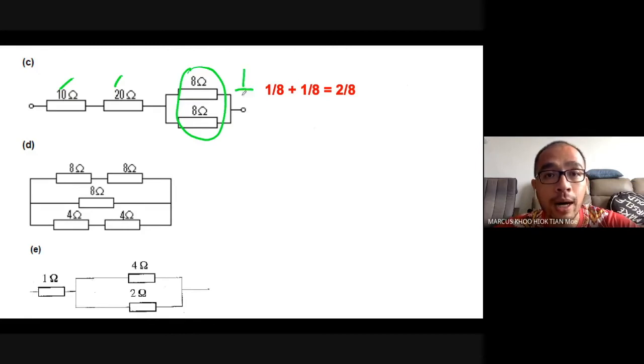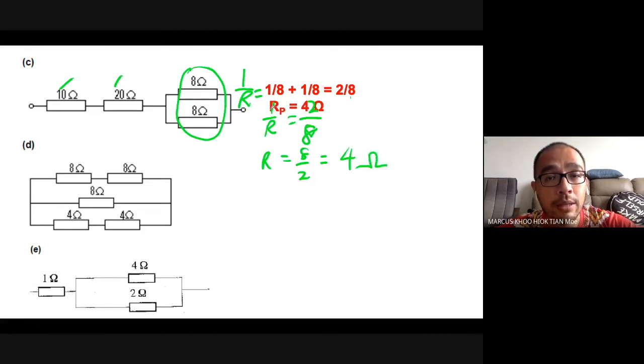So 1 over R equals 1 over 8 plus 1 over 8, we should get 2 over 8. But I want R. So 1 over R equals 2 over 8, so we have to flip the R. So R equals 8 over 2. 8 divided by 2 will be 4 ohms. So these two resistors have a total of 4 ohms.